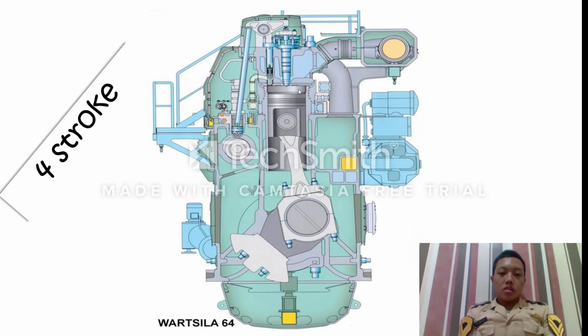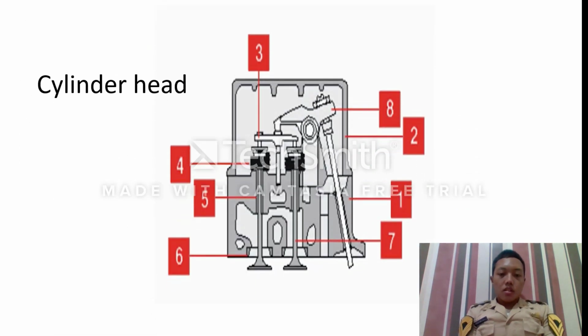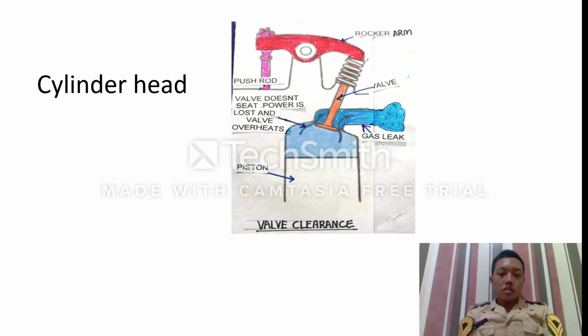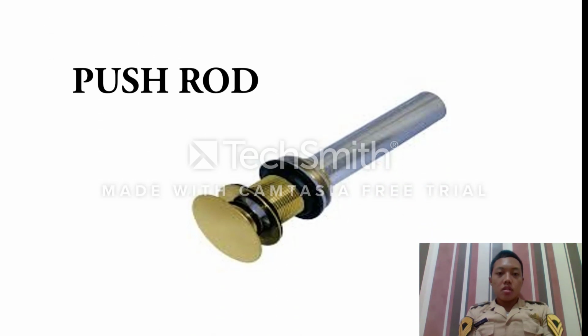From the top, there is a cylinder head. A cylinder head is usually located on the top of the engine block. It serves as a housing for components such as the intake and exhaust valve, spring and lifter, and the combustion chamber. And this is a part of cylinder head. You can see that there is a rocker arm, push rod, valve, and piston.